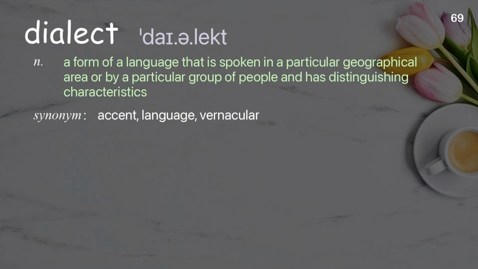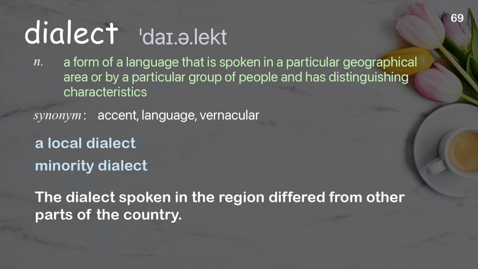Dialect: a form of a language that is spoken in a particular geographical area or by a particular group of people and has distinguishing characteristics. Examples: a local dialect, minority dialect. The dialect spoken in the region differed from other parts of the country.